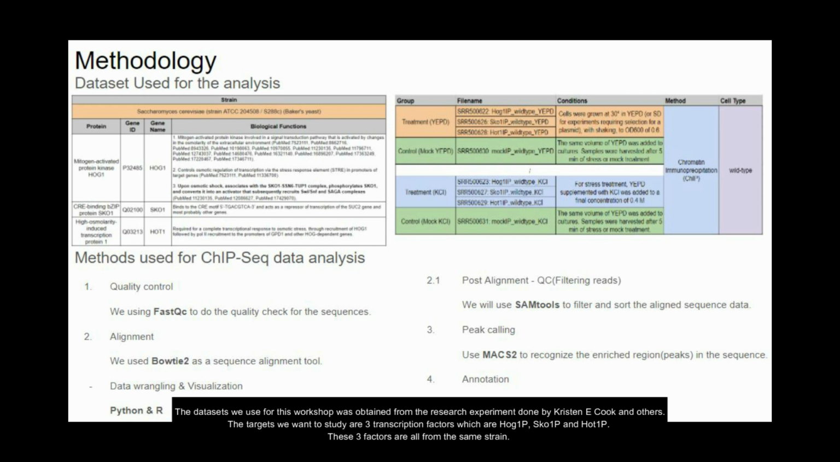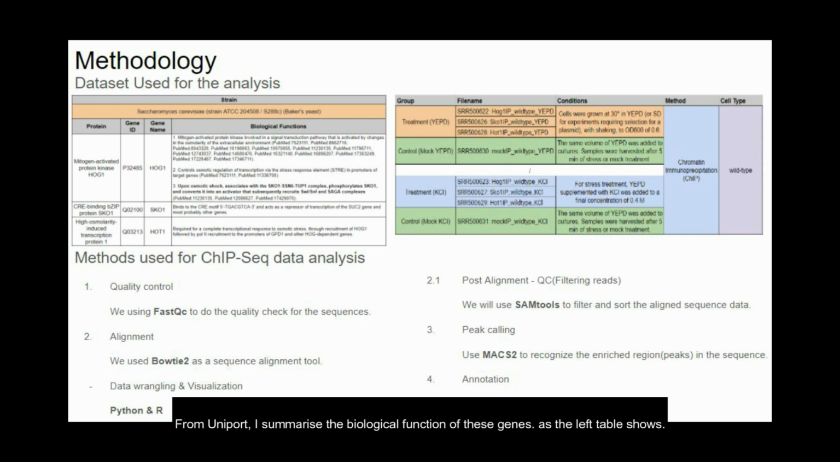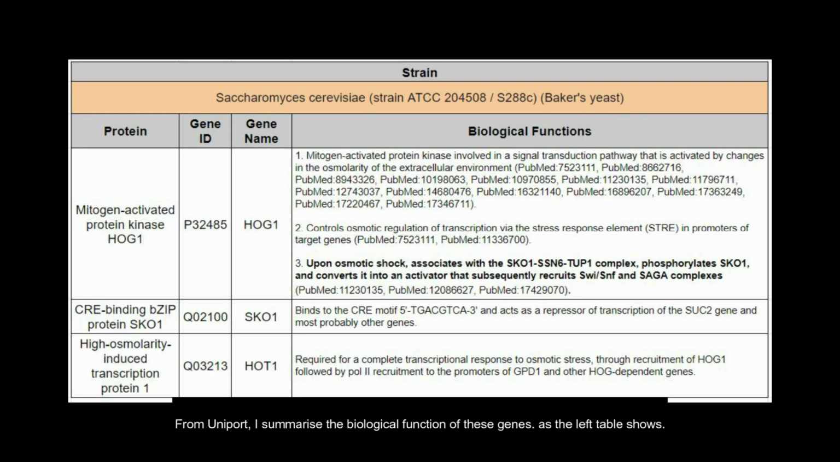The datasets we used for this workshop were obtained from the research experiment done by Kristen E. Cook and others. The targets we want to study are three transcription factors, which are HOG1p, SKO1p, and HOT1p. These three factors are all from the same strain. From UniProt, I summarize the biological functions of these genes as the left table shows.